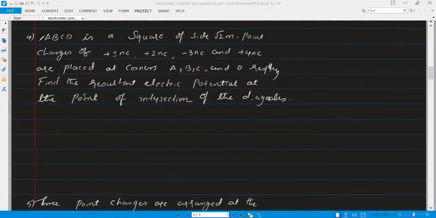Now let us go for the next problem. ಇದರಲ್ಲಿ ಏನು ಹೇಳ್ತಾರೆ ನೋಡಿ, ABCD is a square of side √2 meter. Let us consider there is a square and this square is of side length, ಇದರ ಲೆಂತ್ ಕೊಟ್ಟಿದ್ದಾರೆ, this is √2 meter ಅಂತ. ಇದು √2 ಮೀಟರ್, ಇದು √2 ಮೀಟರ್, √2 ಮೀಟರ್ ಆಗಬೇಕು.